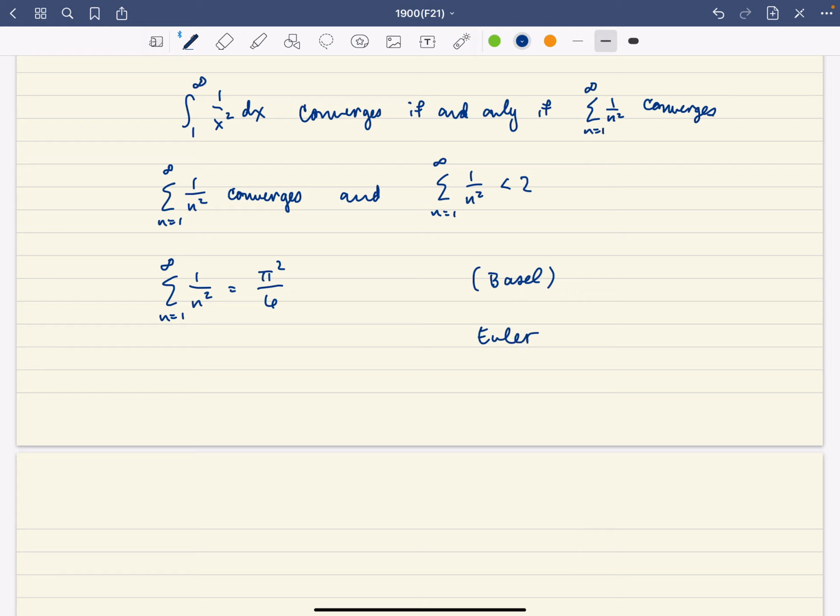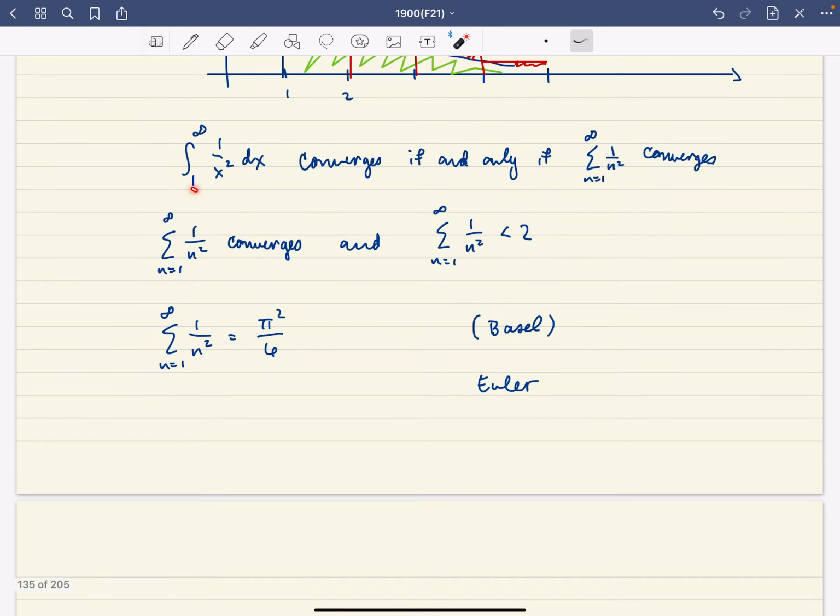So anyways, this is exactly what we would expect. Pi squared over 6 is 1.6 something. That's less than 2. And it turns out that the integral converges if and only if the series converges. And so this is going to go both ways.